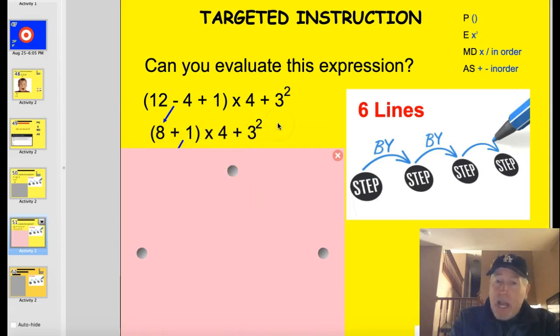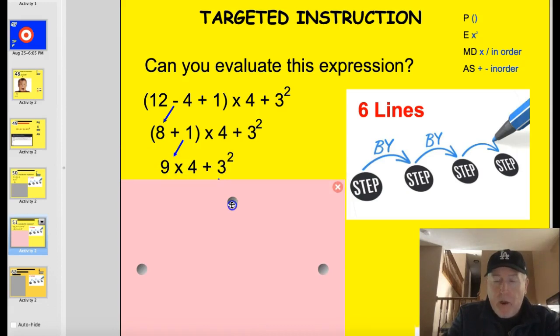Then we just recopy all the other stuff down. And this is the part that kids don't like to do, but I'm telling you, this is the part that I'm really, really good at. I can do that easily. We're still not done with parentheses, though. We still have 8 plus 1 in there. So 8 plus 1, now we've got that down to 9, and now I can drop the parentheses. I have 9 times 4 plus 3.